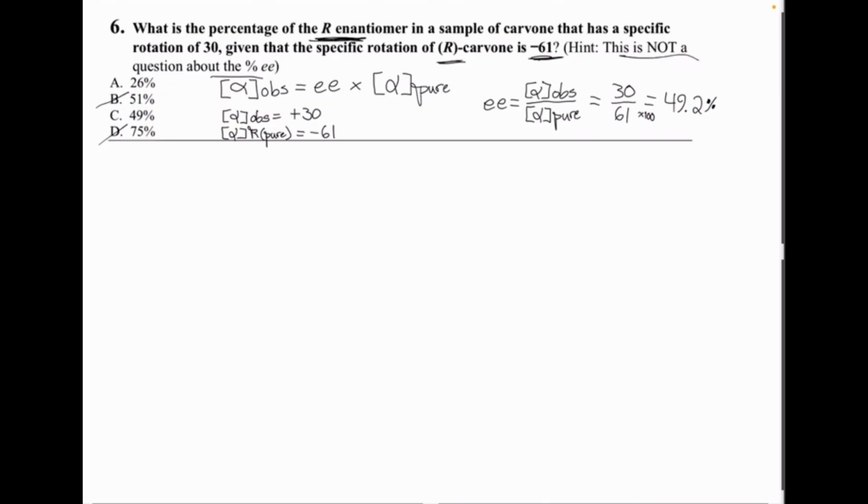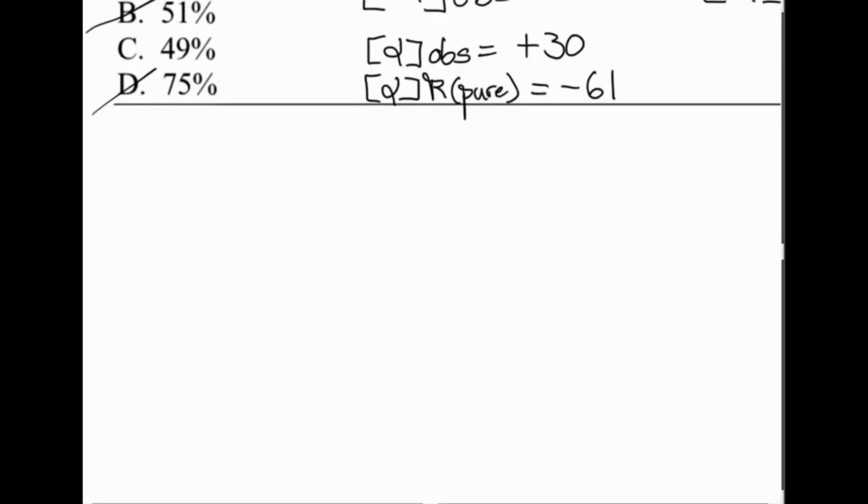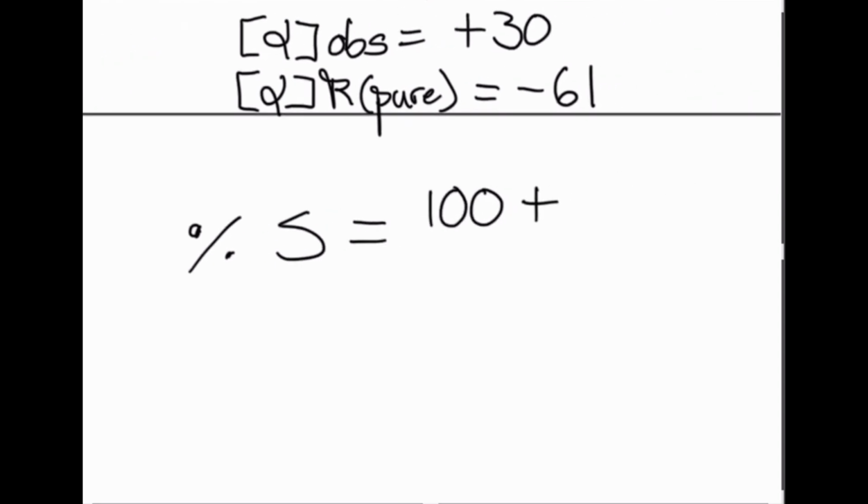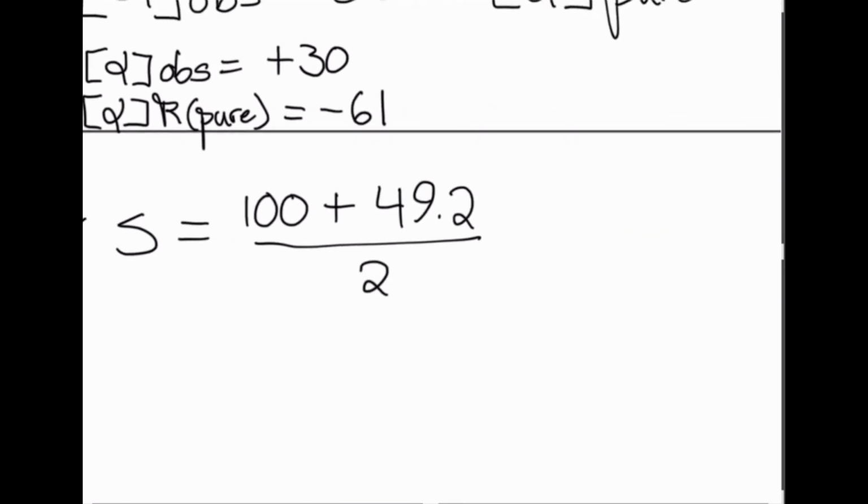Great. So from here, what do we do? Well, we know that there is less R than S. So let's break out some equations. Percent S equals 100 plus our enantiomeric excess, over 2. You plus it if S is dominating. You guys better be doing these calculations with me, and that's going to give us roughly 74.6.